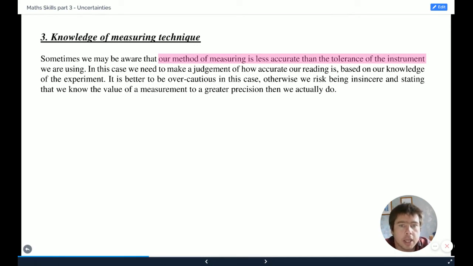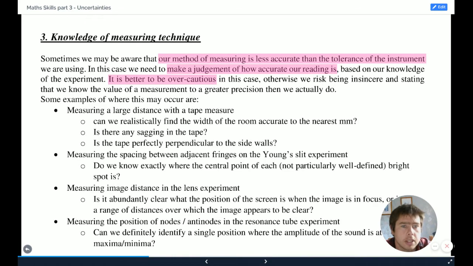And what we're saying here is that although we've got a good instrument that can take some measurements very accurately, our methodology is flawed a bit. Maybe it's quite difficult to identify an exact point that we're measuring from or between. Maybe when we do the lens experiment, we've not done it yet because of COVID-19, but when we do it, we'll see that the position of the focused image is kind of subjective, so not all that easy to define accurately. So we need to give a larger degree of uncertainty to our value than the instrument suggests. So as I mentioned before, we want to be overcautious in this.